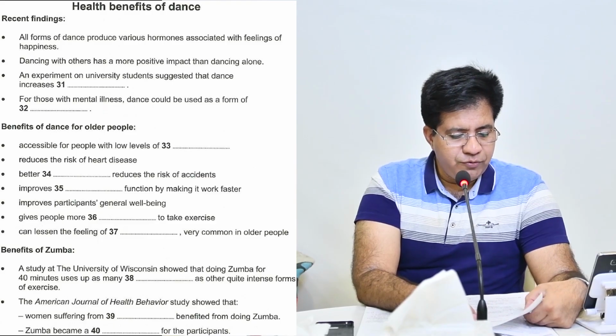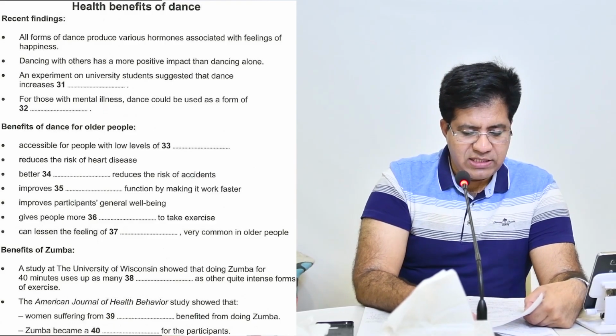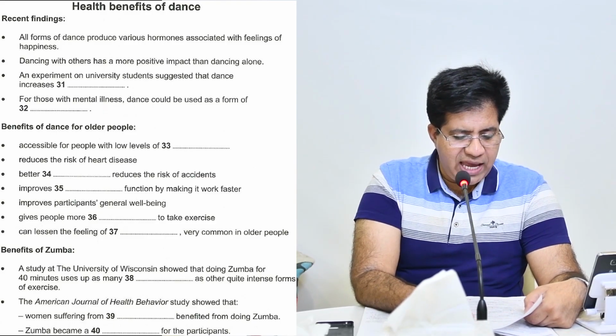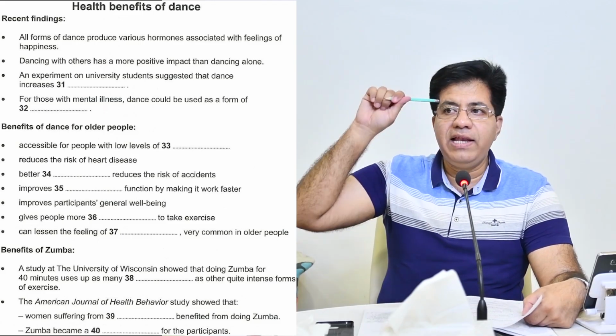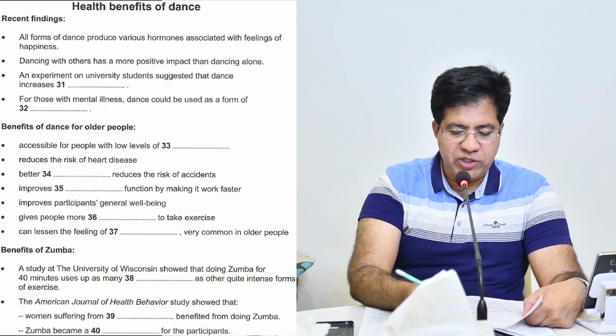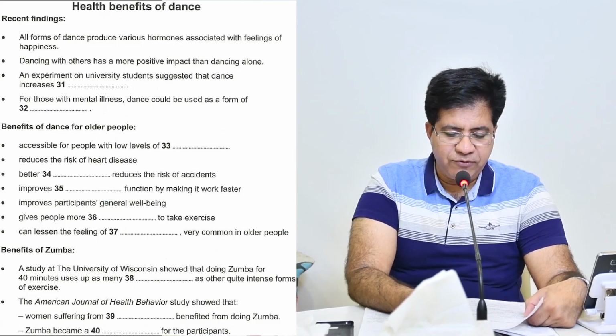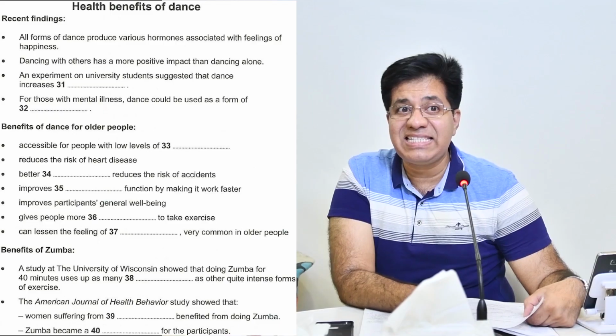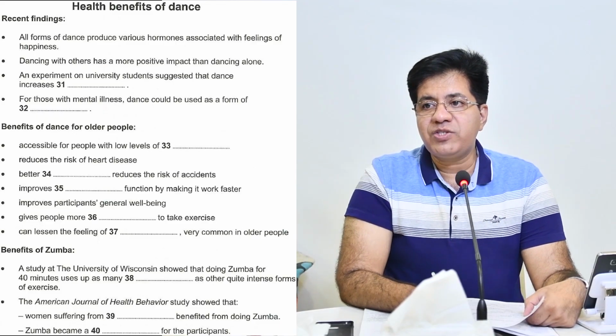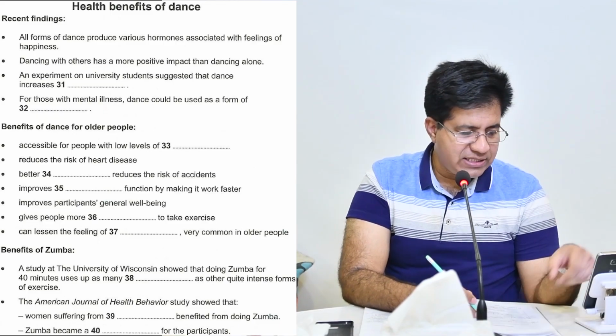Question number 32. For those with mental illness, dance could be used as a form of, underlined as a form of. Mental illness, dance could be used as a form of. So for as a form of, they can use should be prescribed as. Should be prescribed as. Now let's see, what do they say?